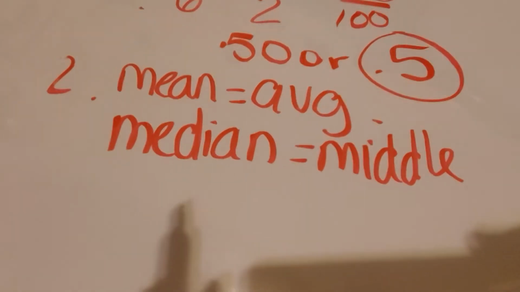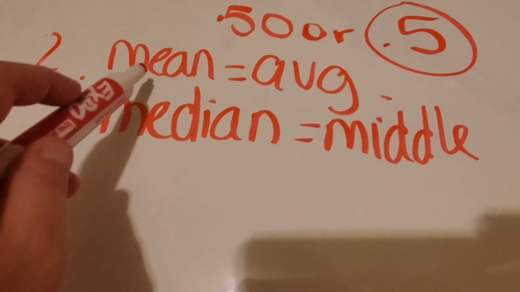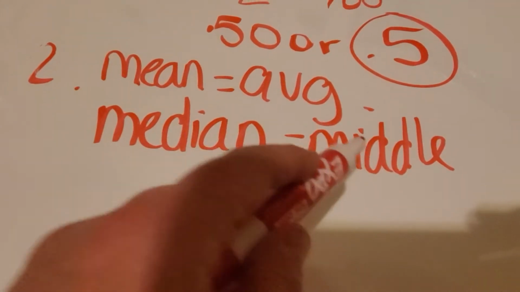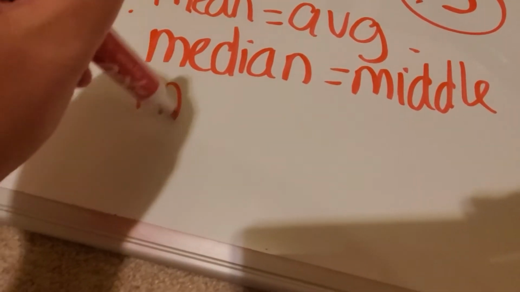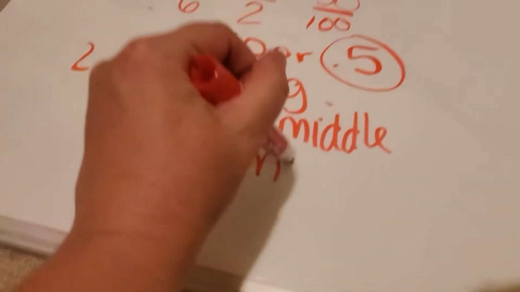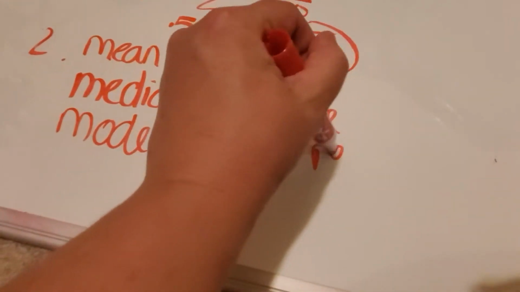The second one is asking for median. So we talked about in class that mean is the average. Median is the middle. And remember that thing called a mode? Mode was the most repeating, the one that repeats the most.